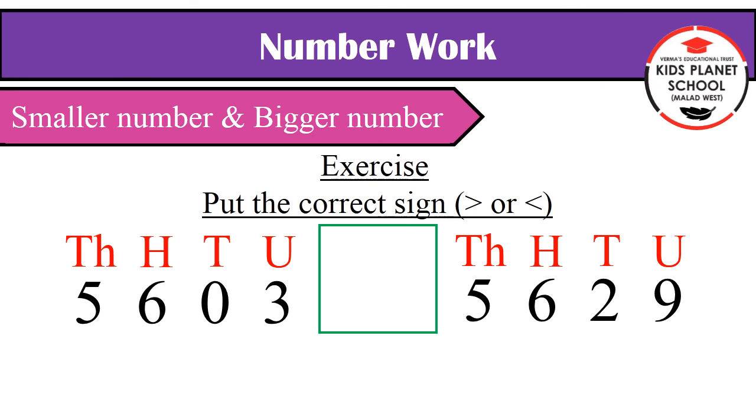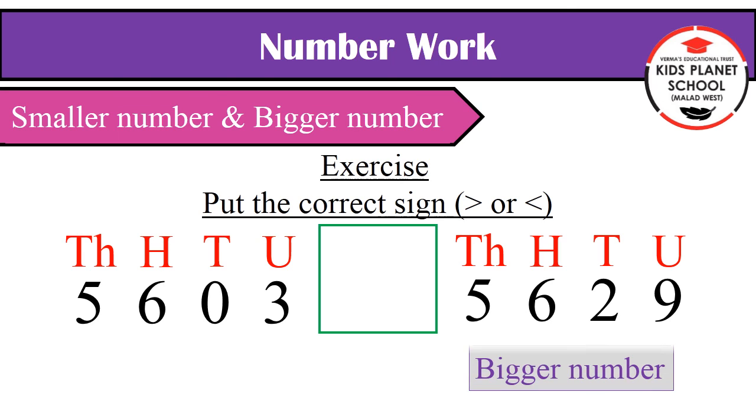So now, we'll compare the digits which are at the tens place. In 5,603, 0 is at the tens place. And in 5,629, 2 is at the tens place. So children, which is the bigger number? 0 or 2? Yes, 2.